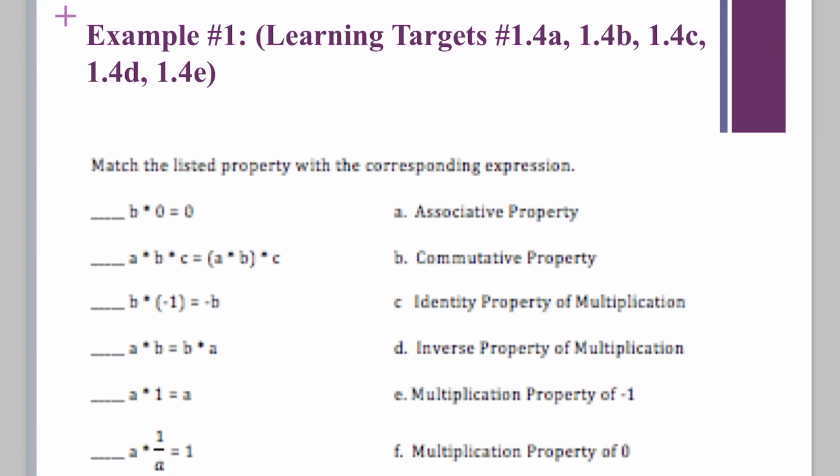Example number 1, highlighting learning targets numbers 1.4a, 1.4b, 1.4c, 1.4d, and 1.4e. Take a moment, hit pause, see if you can match the listed property with the corresponding expression. Again, these are the properties of multiplication we have discussed. See if you can match them. So go ahead and pause. When you're finished, go ahead and hit play, and we'll work through them together.